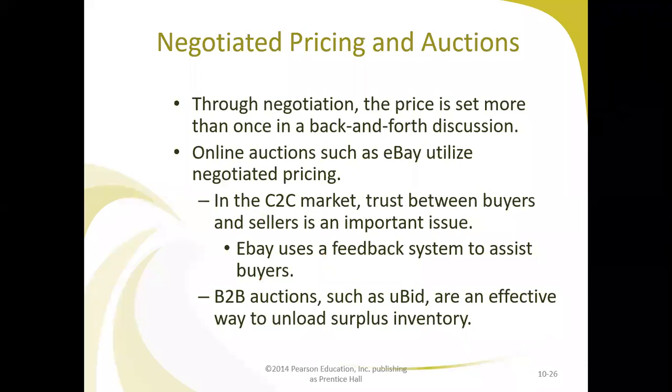Next is negotiating pricing at auctions. So through negotiation, the price is set more than once in a back and forth discussion. Online auctions, such as eBay, utilize negotiating pricing, where a customer to customer market happens. Trust between buyers and sellers is an important issue here. So eBay uses a feedback system to assist the buyer also. And there is a B2B auction, such as UBID, an effective way to unload surplus inventory also. So you can auction them with the price and they can provide you.